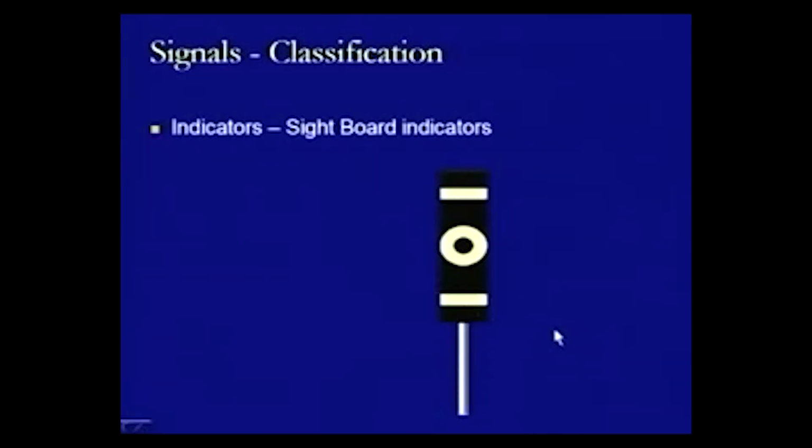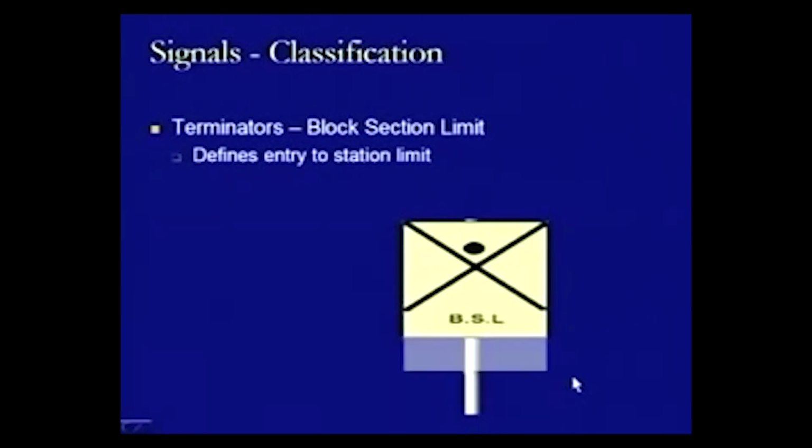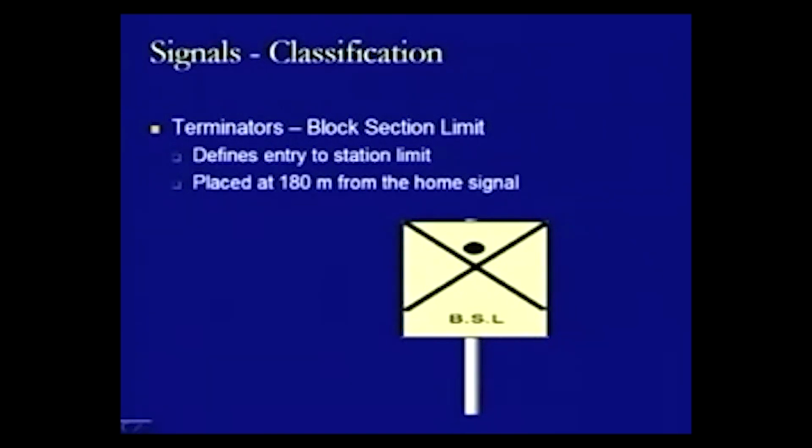So, after this side board indicator which we have seen, we have another type of indicator which is termed the block section limit indicator, that is the BSL indicator, and this is another type of terminator which defines the entry of the train into the station limit after the block section has completed, and it is generally placed at a distance of 180 meters from the home signal.